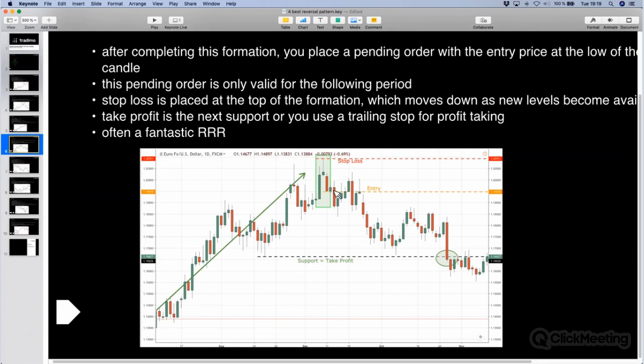Now the next question is, what is the stop loss level? And the stop loss level in this case is pretty, pretty simple. You just use the absolute high of the evening star formation to set your stop loss. And this is here, above the doji star. Okay, now the next question is, where to place the take profit? And the take profit is usually the next support level.